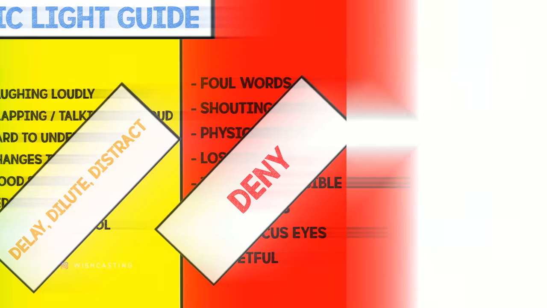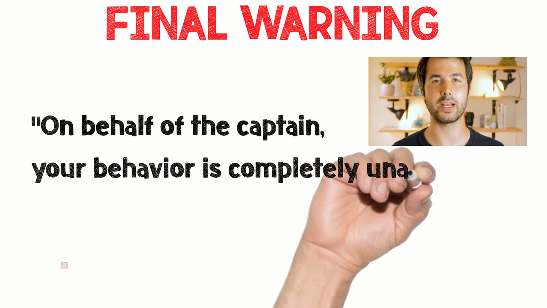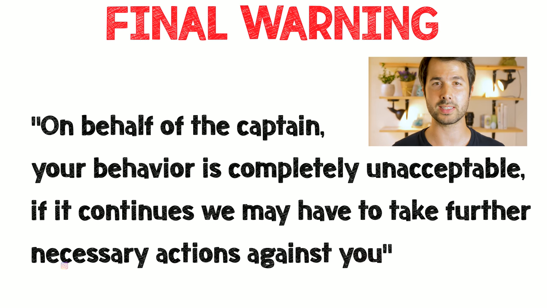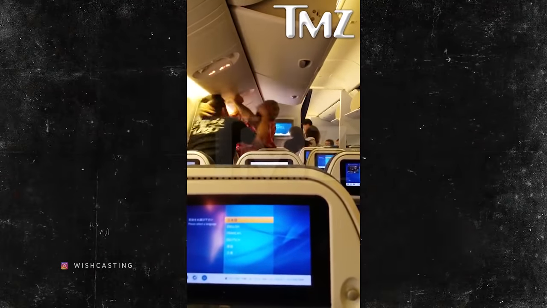The final warning can be issued by any crew member on board. It usually needs approval by your seniors, but in case of obvious necessities, you may issue it yourself. And it goes like this. On behalf of the captain, your behavior is completely unacceptable. If it continues, we may have to take further necessary actions against you. The final warning should be issued if the passenger's behavior is unacceptable and includes abuse of bad words, harassment, physical contact abuse towards crew or other passengers.